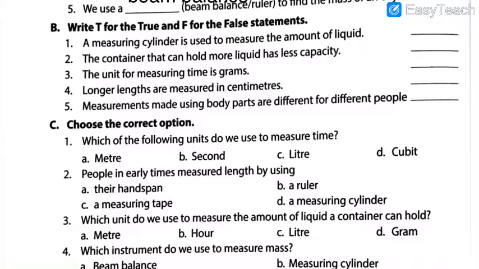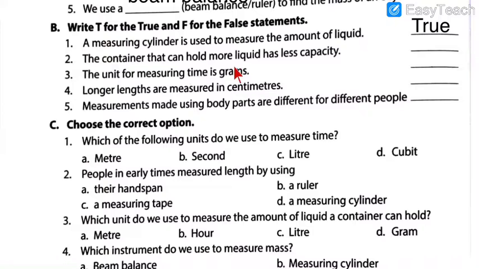Okay, now is the time for you to check your answers. I am going to write the answer for all the questions one by one, explaining it to you. Number 1 is, a measuring cylinder is used to measure the amount of liquid. Yes, it's an absolutely true statement. So you had to write either T or true. Yes, a measuring cylinder is an instrument using which you can measure the amount of liquid, because the measurements are written on the cup, on the mug, on the jug, whatever you say.